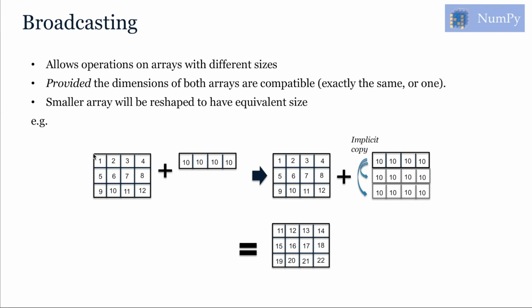So for example, I can add this 3x4 array to this 1x4 array because Python is going to copy this 1x4 array 3 times until it becomes a 3x4 array. And then you can just perform element-wise addition, which is what's required from this plus sign operator.